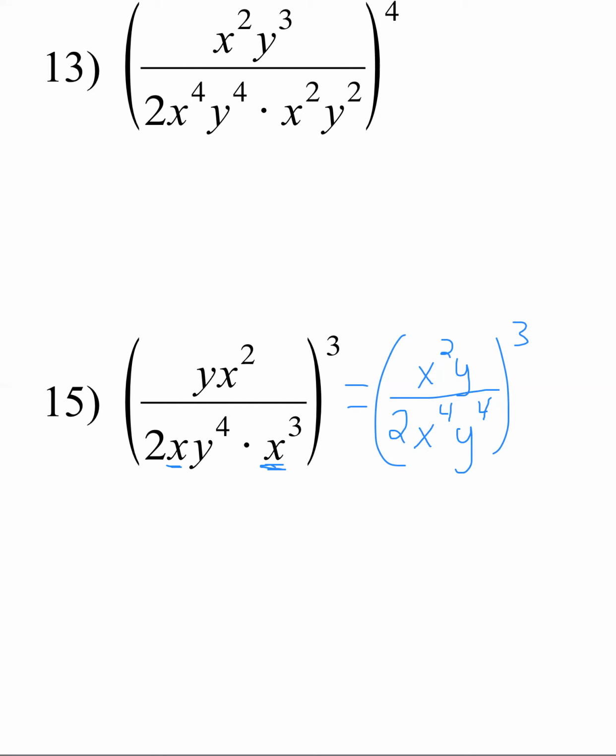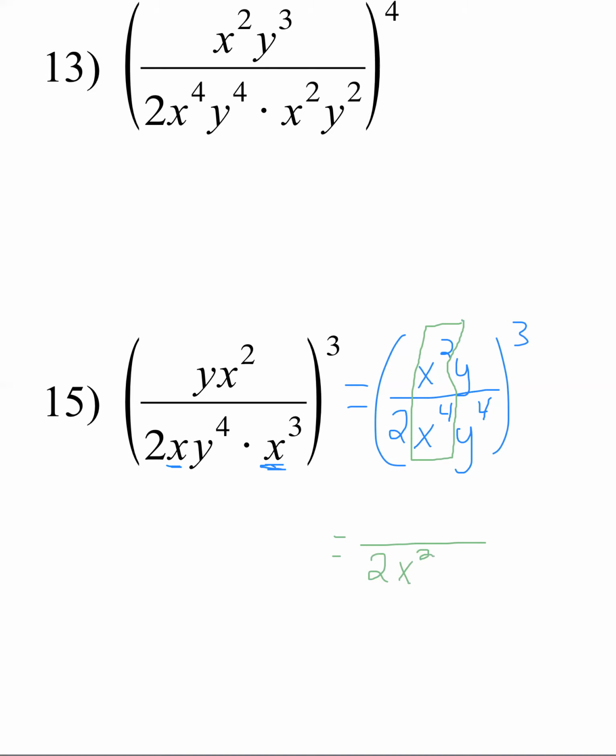So again, I start off with my numbers. It's just going to be 1/2 again. So I'll just leave that 2 in the denominator. And then let's look at the x's. I have x to the 2nd on top and x to the 4th on the bottom. So if I cancel them out, what's left? x squared on the bottom.